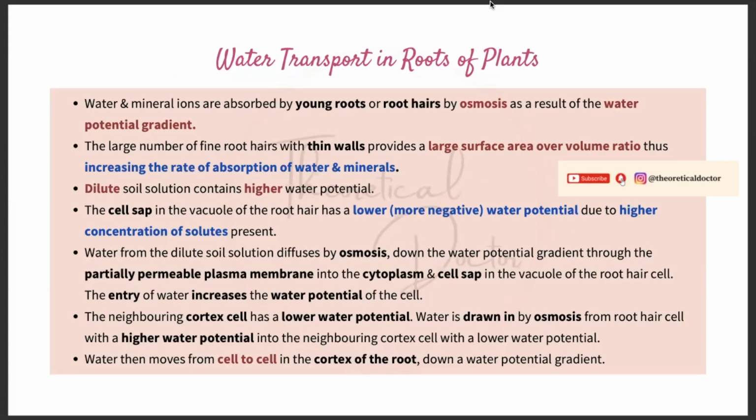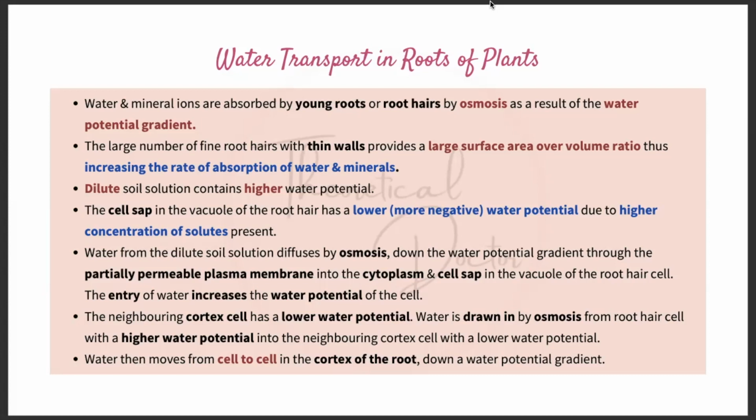Water transport in roots of plants. Water and mineral ions are absorbed by young roots or root hairs by osmosis as a result of the water potential gradient. The large number of fine root hairs with thin walls provide a large surface area over volume ratio, thus increasing the rate of absorption of water and minerals. Dilute soil solution contains higher water potential. The cell sap in the vacuole of the root hair has a lower or more negative water potential due to the high concentration of solutes present.